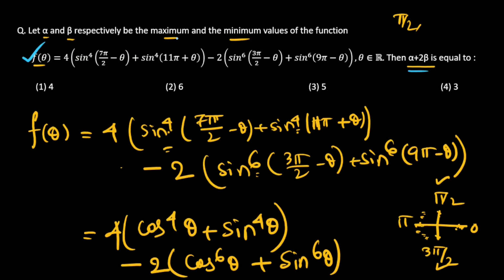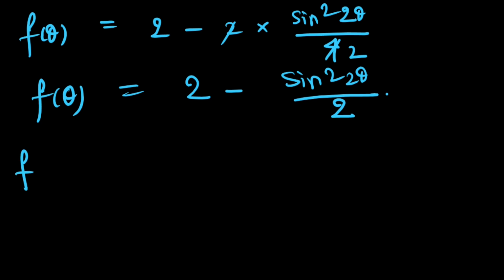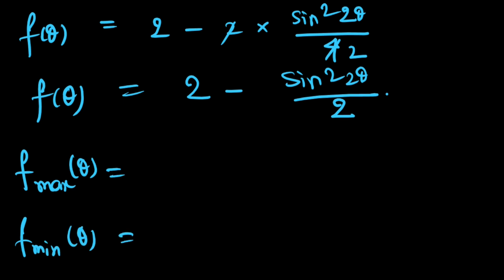In the question it is asked to find the value of alpha plus 2 beta, where alpha is the maximum and beta is the minimum value of f theta. Therefore we find the maximum value of f theta and the minimum value of f theta. So how to find the maximum and minimum value of this function f theta? We know that sine theta is minimum at theta equal to 0. Therefore, if we put the minimum value of this function here, then we get the overall maximum value of f theta. So we put theta equal to 0 here.